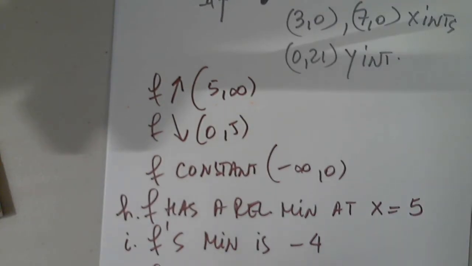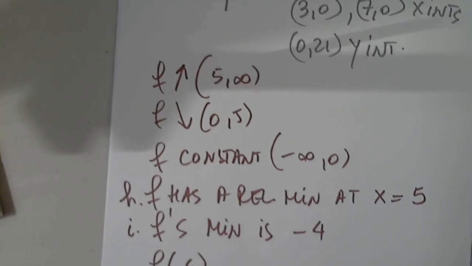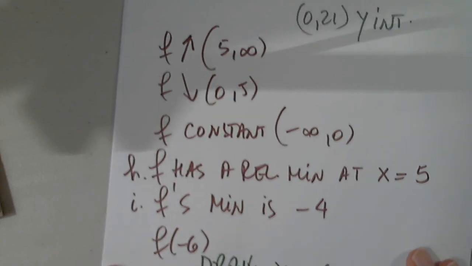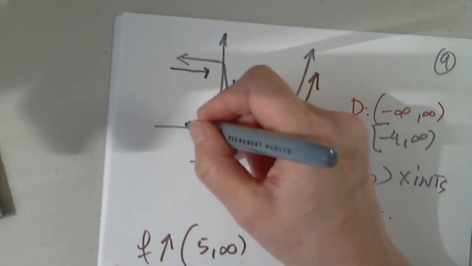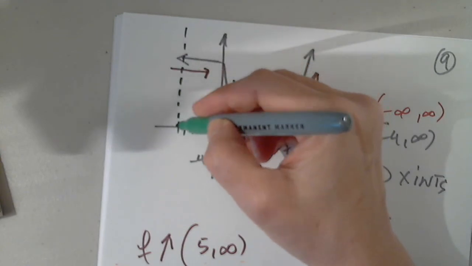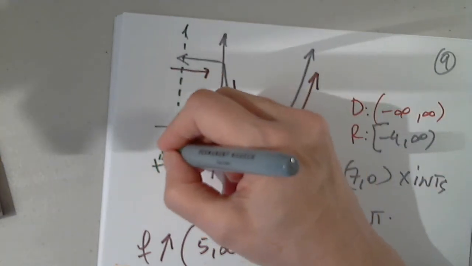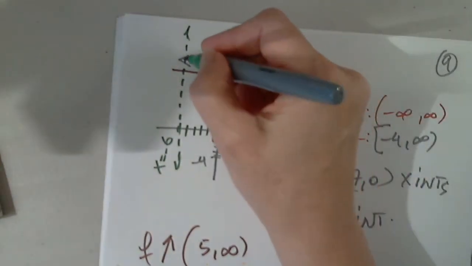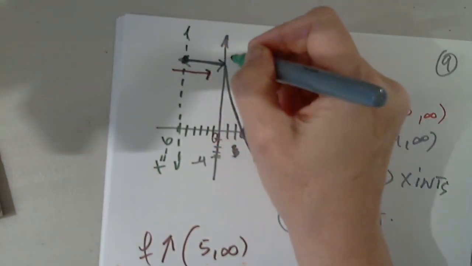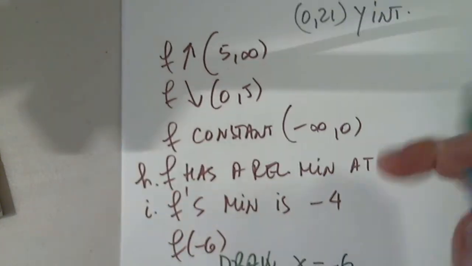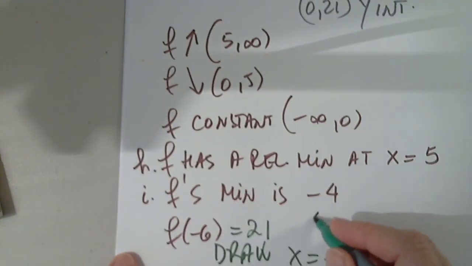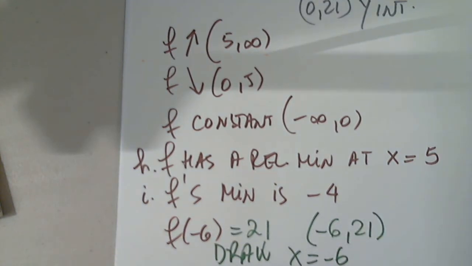F of -6. For f of -6, I have to draw a vertical line, x equals -6. So here it is. 1, 2, 3, 4, 5, 6. You don't really have to draw it, but at least imagine you draw it. It crosses the function in one point, and I will be reading that 21. So this is 21. The point we read is (-6, 21).